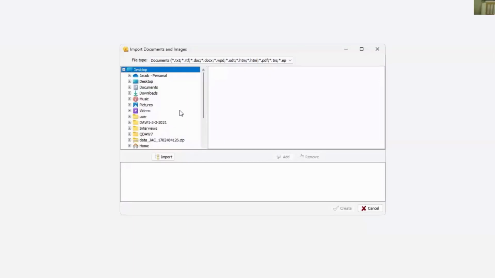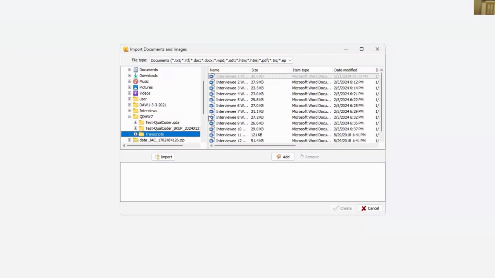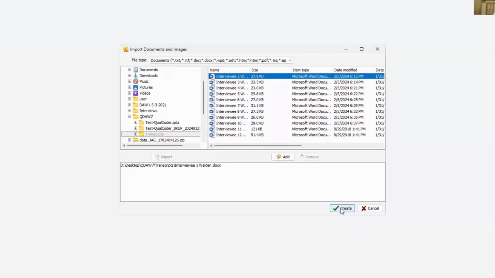So I have all of my things on my desktop in this folder called QDAW7. And then I'm going to say transcripts. And then here are all my transcripts. So what I'm going to do is import one first. I'm going to show you how to import one, and then I'm going to show you how to import multiple at one time. So I'm going to click on this and then click add. That's how you add one.